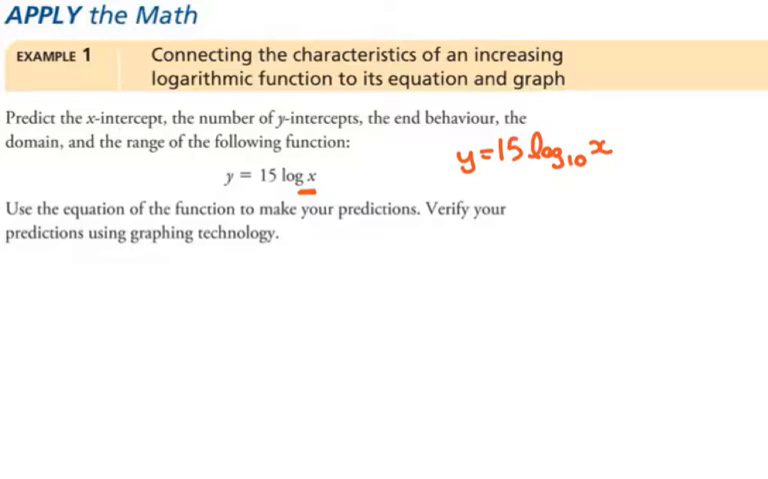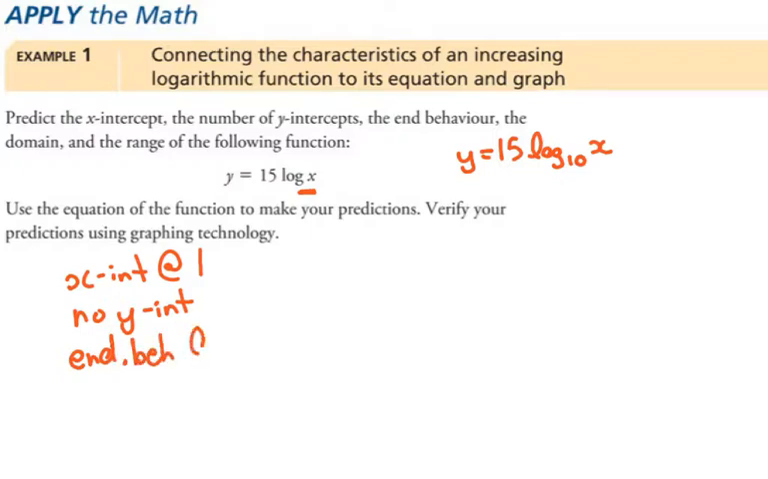So knowing what we know about the graphs, we have a few things we need to identify. The x-intercept will be at 1. We will have no y-intercepts. The end behavior will be moving from quadrant 2 into quadrant 1. The domain, x will be greater than 0. And the range will be all real numbers.